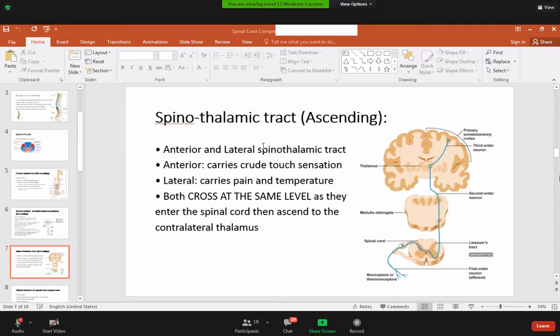Just keep it in mind that we have two spinothalamic tracts, anterior and lateral, and they carry the pain and temperature sensation. The other, the fine touch and proprioception, they are carried by the dorsal tract, but pain and temperature are carried by the anterolateral spinothalamic tract. And the spinothalamic tract crosses the midline as soon as it enters the spinal cord, but our dorsal tract synapses in the spinal cord and travels in the same hemi area, and it crosses at the level of the medulla oblongata.